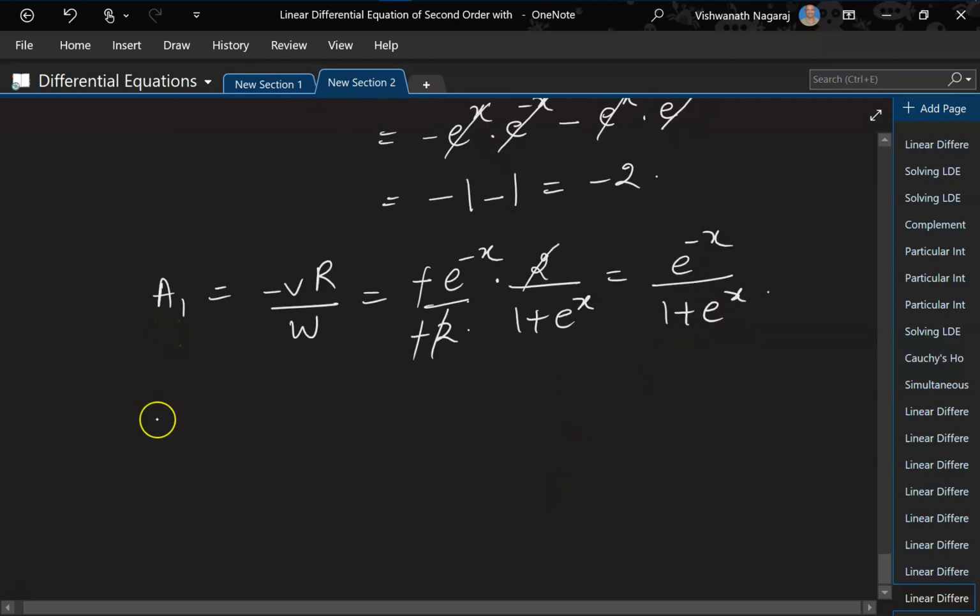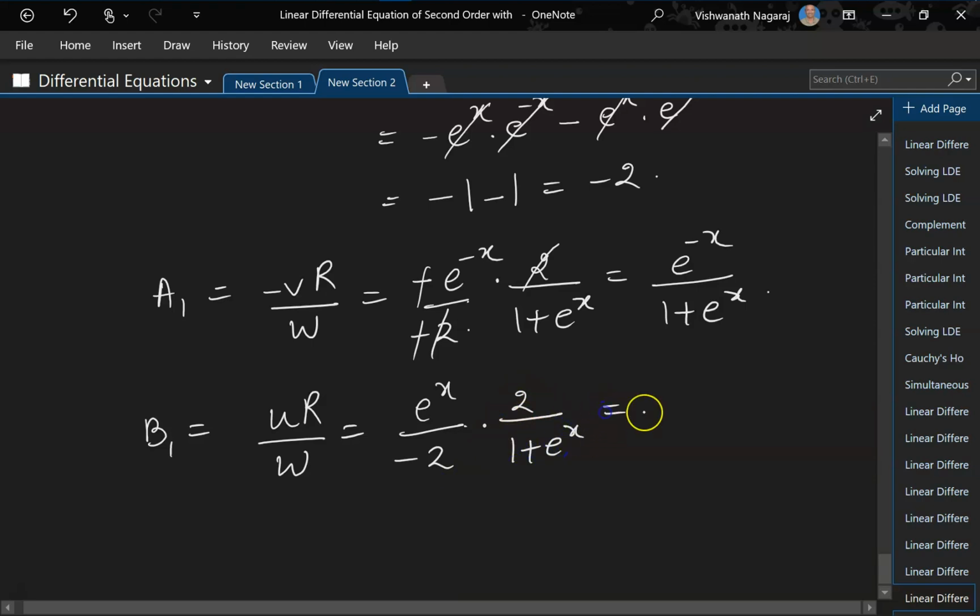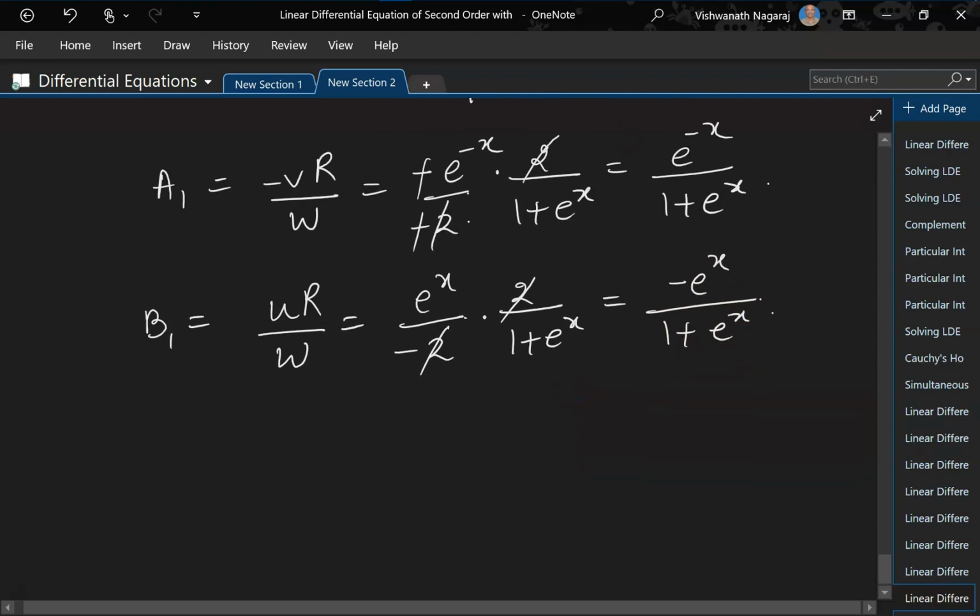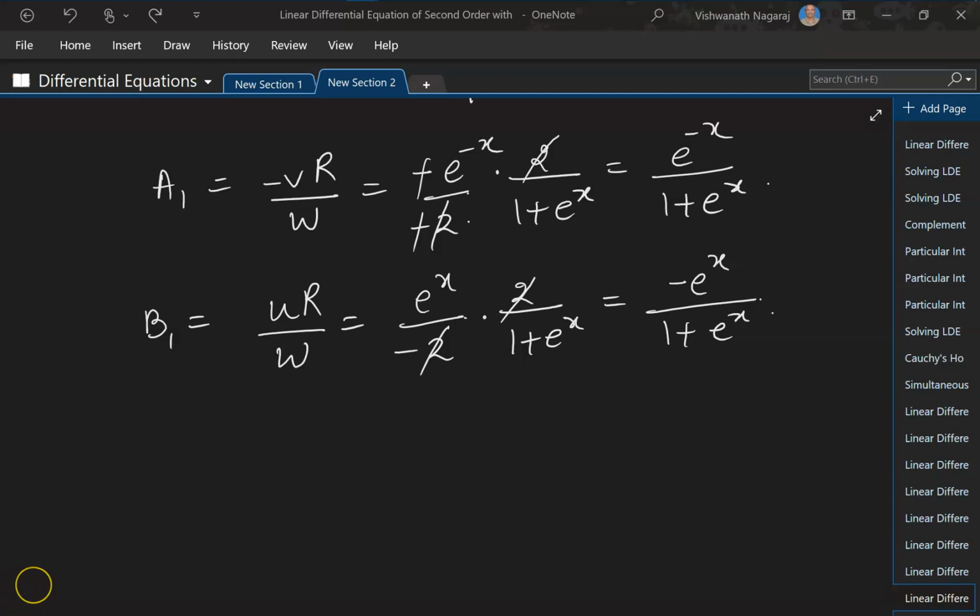That is A1. B1 is equal to UR by W. Now U is e to the power of x, W is minus 2, and R is 2 by 1 plus e to the power of x. The 2s get cancelled, we can take the minus 2 in the numerator, giving minus 1 plus e to the power of x. Now we have got a1 and b1, the first derivatives of a and b. What we want is a and b.